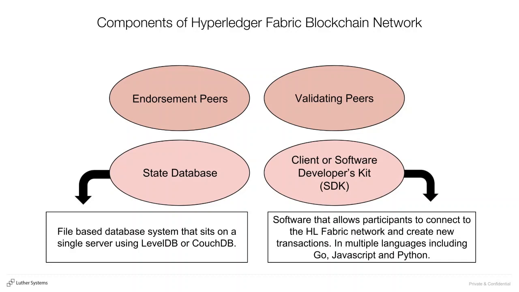So in Hyperledger Fabric, the peers are written in the Go programming language. The state database is implemented as a key-value store using LevelDB.